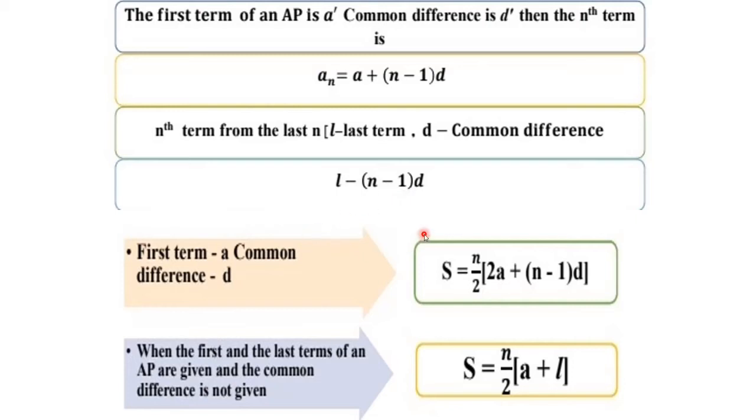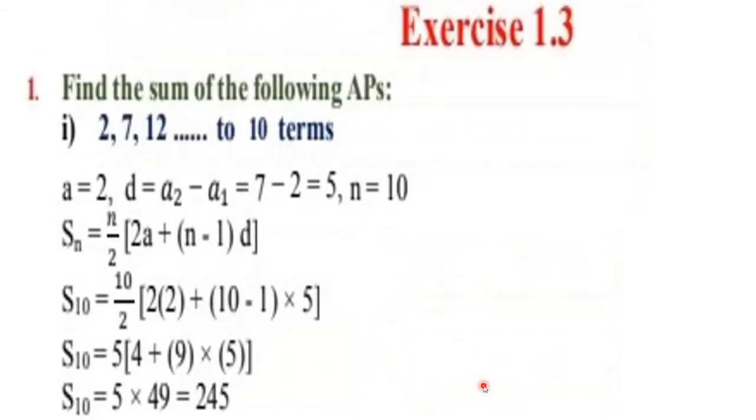Then how will you find the arithmetic series? If the first term a and the common difference d are given, then you have to use the formula Sn is equal to n by 2 into 2a plus n minus 1 into d. If you are not given the common difference and are provided with the first term and the last term, then you have to use this formula: Sn is equal to n by 2 into a plus l. Shall we proceed to the first problem in exercise 1.3, children?